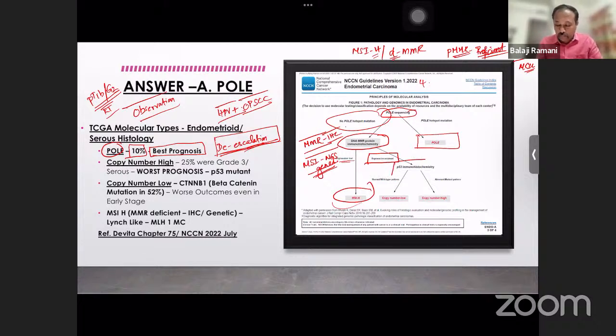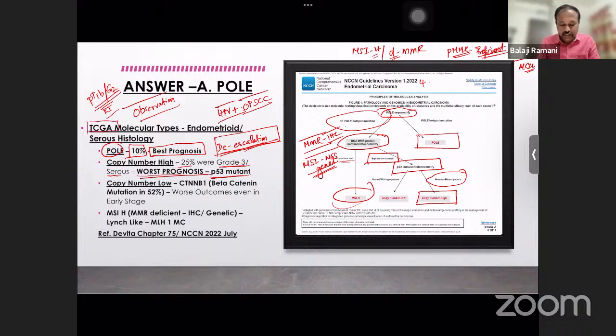So then you look for P53. When you have the aberrant or mutant pattern of P53, then you call it as copy number high. So whenever there is a P53 mutation, then you call it as a copy number high. Now this copy number high, 25% of patients had the copy number high, and this is the one which had the worst prognosis. P53 mutant type, usually they were grade 3, serous type of carcinomas were common. This one was the one which had the worst prognosis among all the TCGA subtypes.